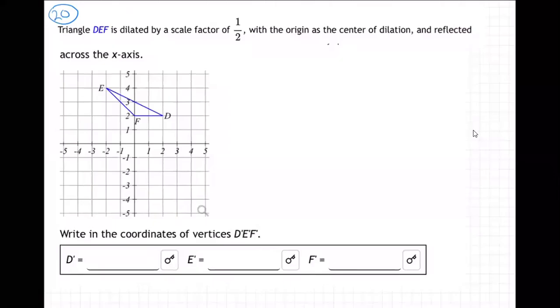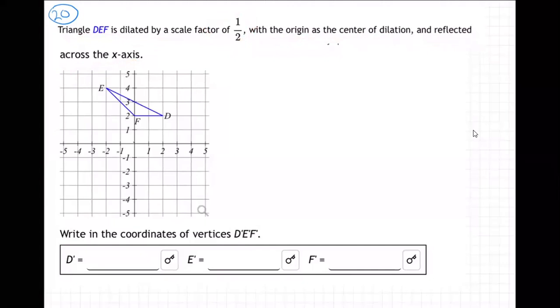Okay, so on this problem, we are trying to do two things. Take triangle DEF and dilate it, with a scale factor of half, which means shrink it, half as big as it was, with the origin as the center of dilation, and then reflect across the x-axis. So two things are always tricky. Okay, let's do the first thing.